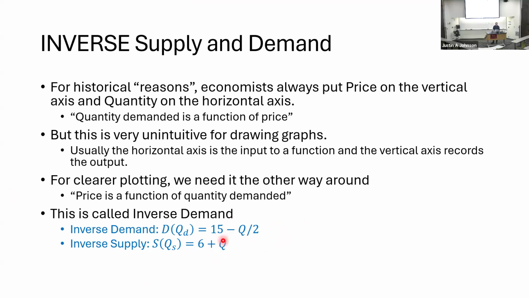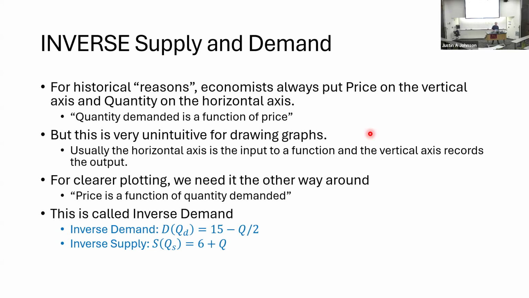And so let's give some specific ones. So 15 minus Q divided by 2. So basically it's saying it has a slope of negative 0.5. So we have what we desire, our downward sloping demand curve. An inverse supply, it's an inverse one, so we're putting the Q in here instead of the P, just like here, equals 6 plus Q. So it's upward sloping at a slope of 1.